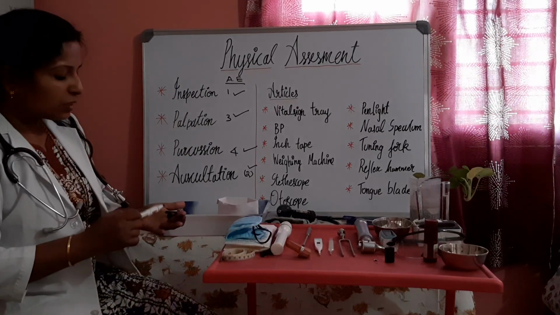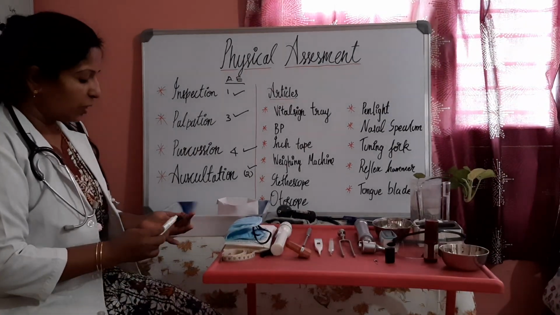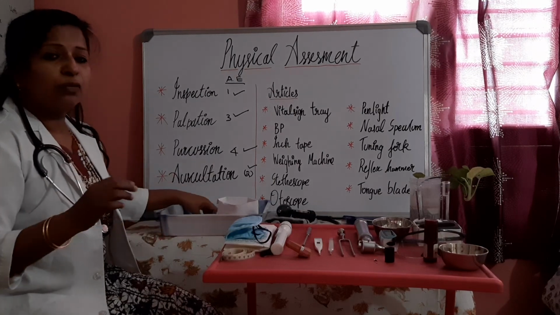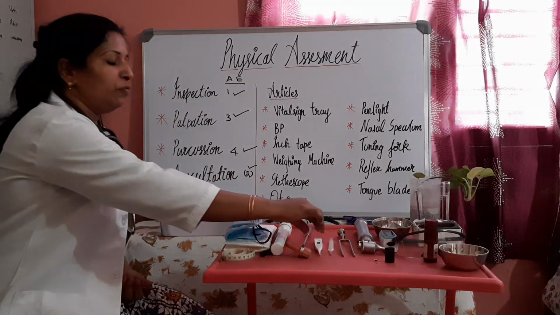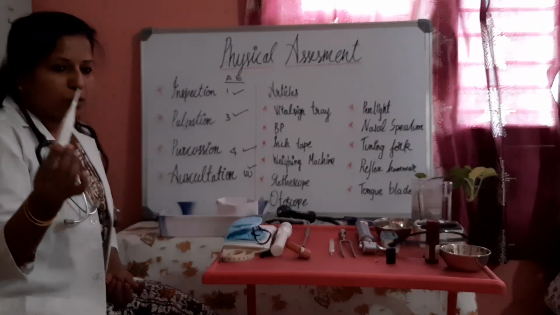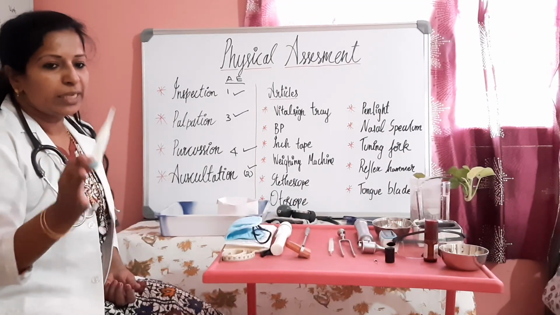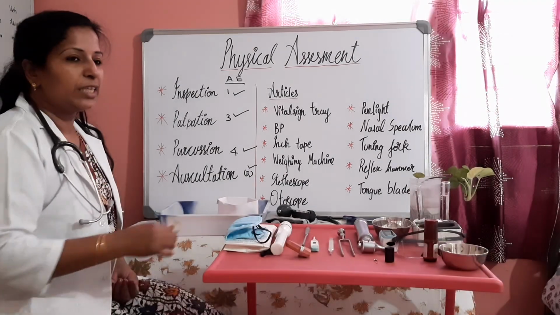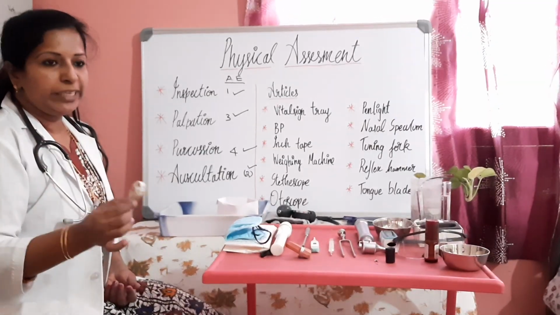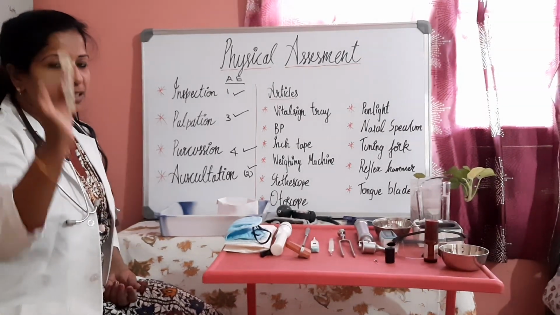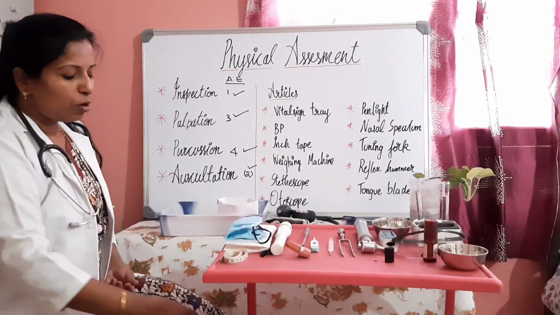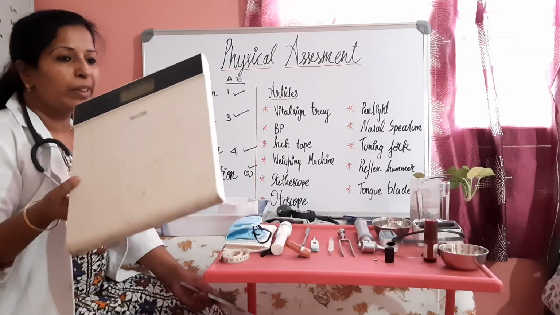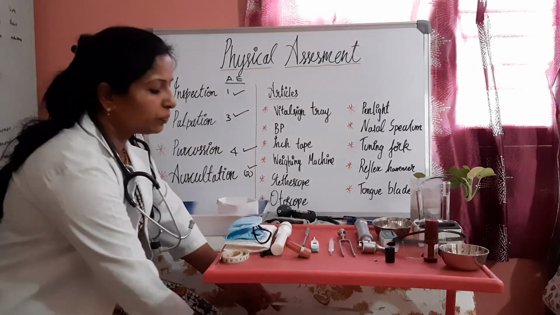So the articles needed for physical assessment include, the first one, articles for checking the vital signs: the thermometer and the vital signs tray. The second one, for checking the patient's height and weight, there should be an inch tape for checking the height, and also a weighing scale to assess the patient's weight.